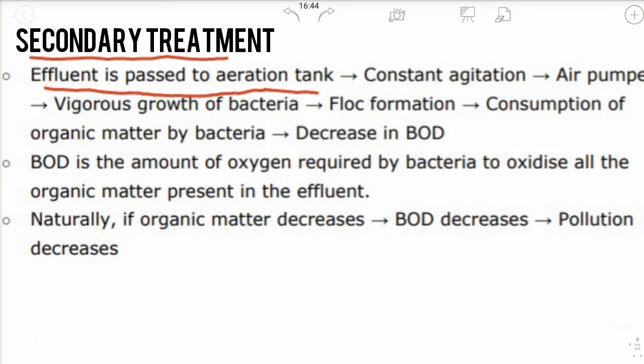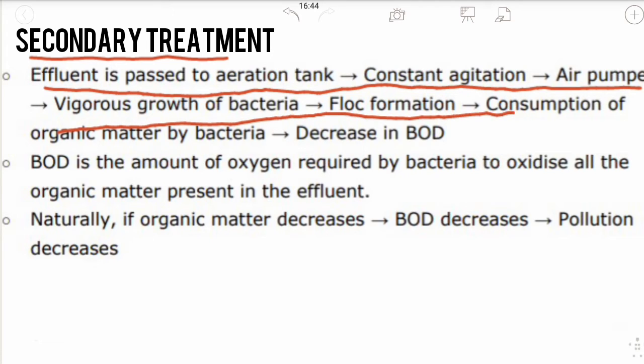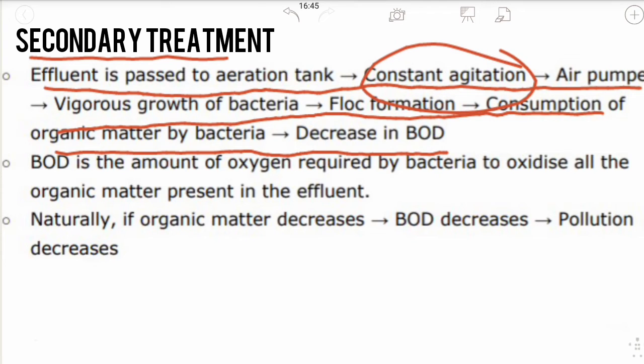Effluent is passed to the aeration tank where there is constant agitation and air is pumped, which allows the vigorous growth of bacteria into flock formation and consumption of organic matter by bacteria, which decreases the BOD. BOD is known as biochemical oxygen demand. In the secondary treatment, large aeration tanks containing the primary effluent are constantly agitated, meaning continuously mixed with a continuous supply of air.